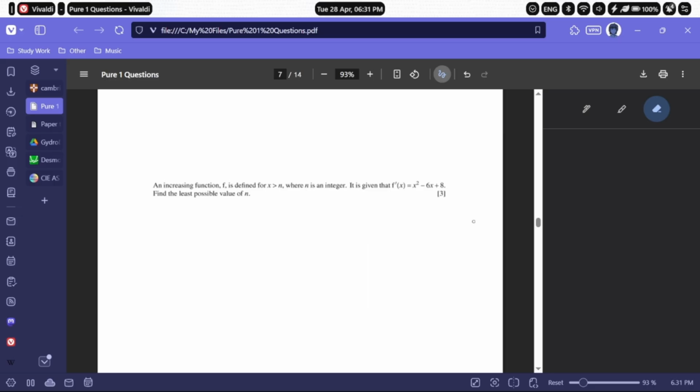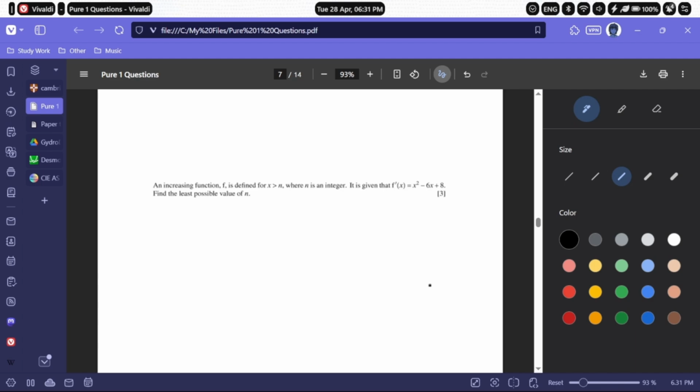Now I'll talk a bit about f prime of x as well. Can it be neither positive? Wait, are you talking about the second derivative? Are you talking about inflection points? We don't have inflection points. Yeah, so I'll give you an example.